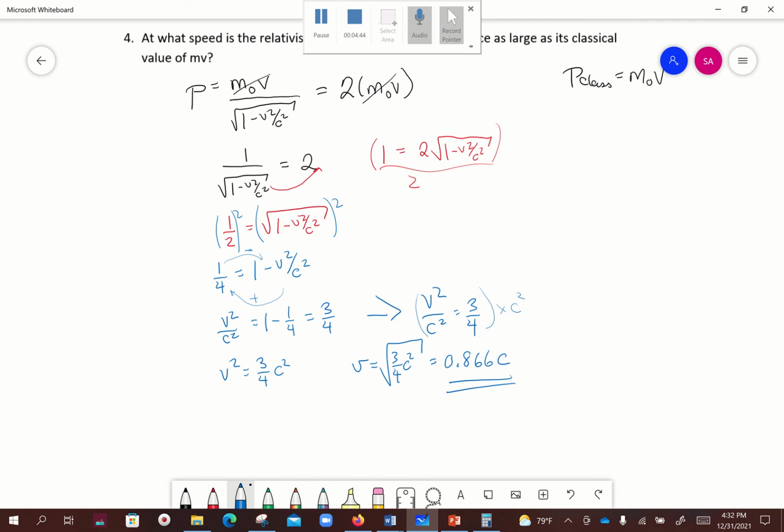If the problem asks you to give the answer in meters per second, you could get it by taking 0.866 times the speed of light, 3 times 10 to the 8, to get a number in meters per second. So again, it's just going to depend on how the problem asks for it, what you do at the end for the last step.